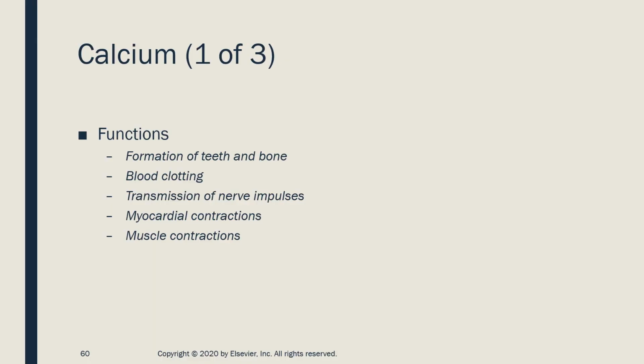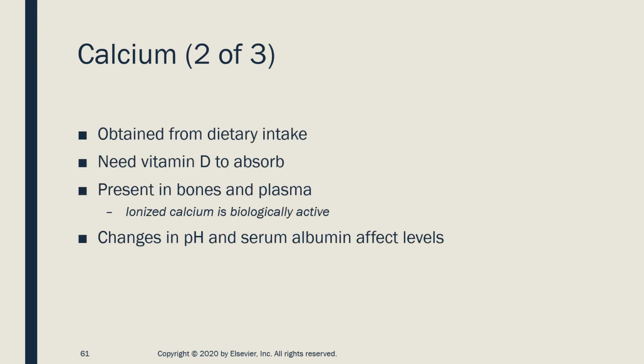So let's start with calcium. Calcium is very important in the formation of the teeth and bone. It's also important in blood clotting and transmission of nerve impulses, heart and muscle contractions. Now, remember that calcium can be obtained from our diet. However, we need vitamin D for it to be absorbed. So it's present in bones and also plasma. And again, with calcium, it can change the pH. And again, it has an effect on the serum albumin.